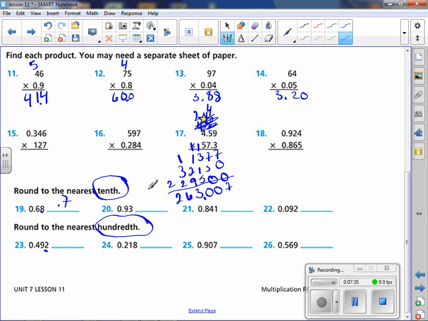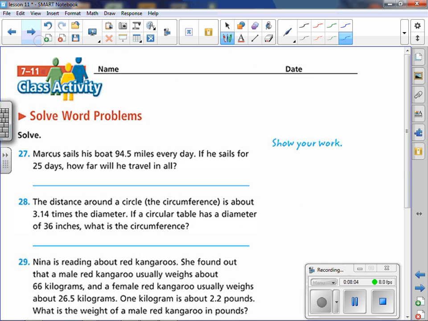Welcome back. Okay, 7 tenths, 9 tenths, 8 tenths, and 1 tenth, based on our rounding rule. Okay, 49 hundredths, 22 hundredths, 91 hundredths. And remember, you guys can put those zeros in front and it doesn't matter. I don't typically write them. I know sometimes you like to write them. And 57 hundredths. Okay. Let's go ahead and move on.